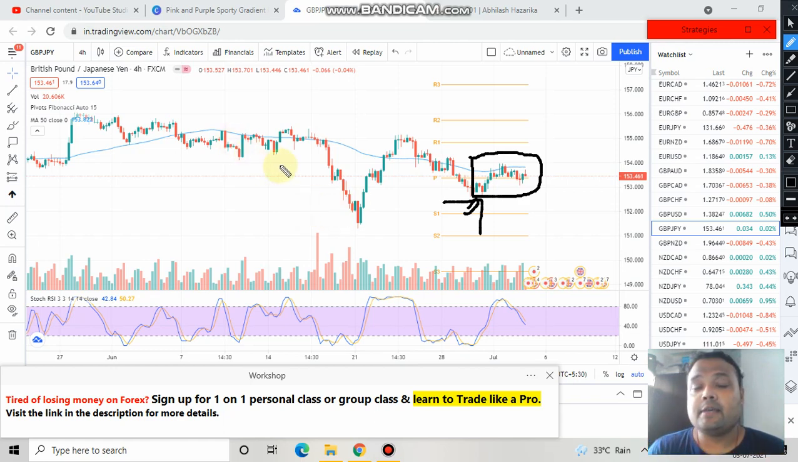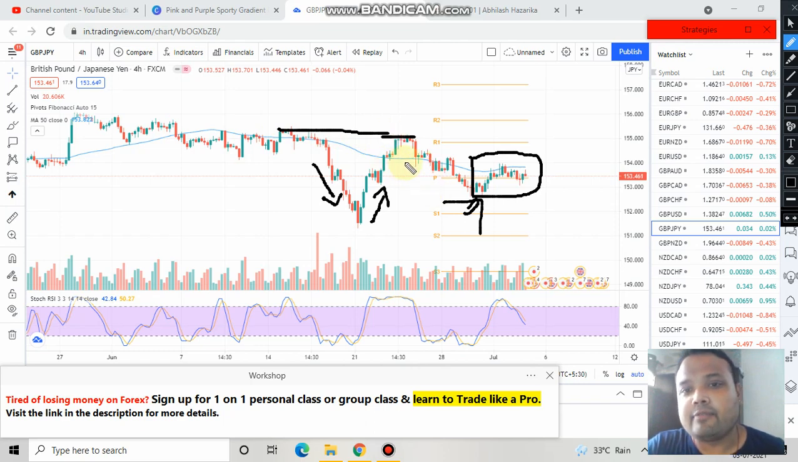Currency pairs like Euro USD and Pound Yen saw heavy selling pressure, and Pound Yen is one of those currency pairs that recovered completely. After this fall, just look at the recovery. After reaching this particular resistance level, you can clearly see that the market fell again, and right now there is not much movement in the market.